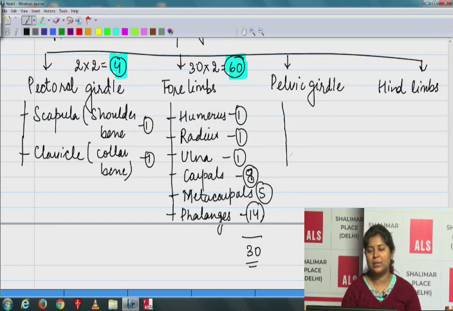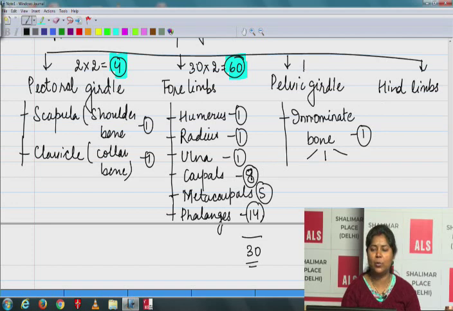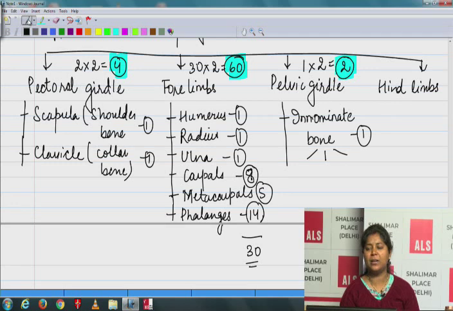Similarly, let's see the pelvic girdle. Now, the pelvic girdle is an innominate bone. Innominate bone means a fused bone, which is made up of 3 bones. So one innominate bone on each side of the pelvic girdle gives you a total of 2 innominate bones, left and right. So 2 bones in the pelvic girdle precisely.